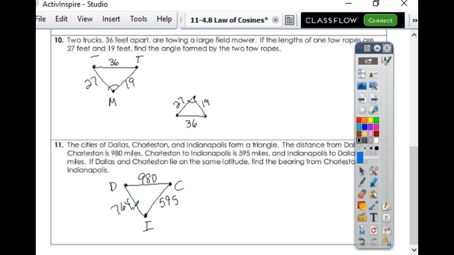So I'm looking for the bearing from Charleston to Indianapolis. That means my true north has to go at Charleston. So when I draw that, friends, where is the bearing? This is the bearing, correct? Which angle do I have to find? I have to find C, and then subtract the answer from 90, which gives me the bearing, because this is the one I want. Does that make sense?